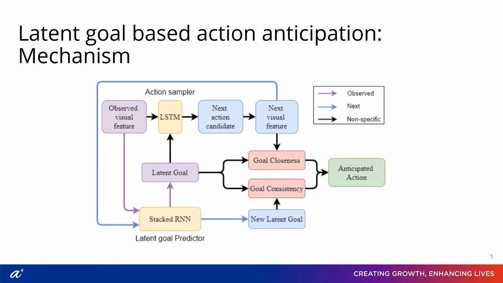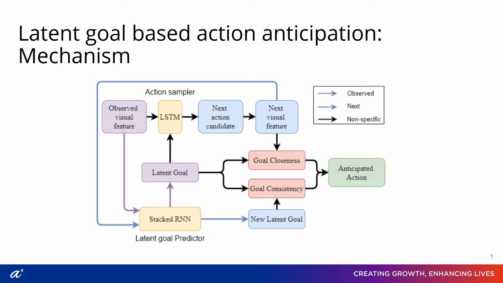For our mechanism of using latent goals to generate the next action, we use our observed visual feature here in purple and generate the latent goal using a stacked RNN. The stacked RNN is used so that each layer in the stacked RNN can represent an intermediate action. Now, using the latent goal in purple and the observed visual feature again in purple, we generate multiple next action candidates.